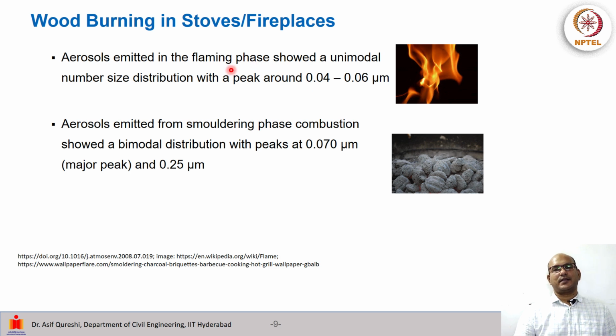It has also been seen that when aerosols are emitted during the flaming phase, there was a unimodal number size distribution with a peak around 0.04 to 0.06 micrometer. So we have this flaming phase, but when we have this smoldering phase, the aerosol showed a bimodal distribution. So there are two peaks, one at 0.07 micrometer, which was a major peak, and then another smaller peak at 0.25 micrometer. So there were two places where the number counts were higher.